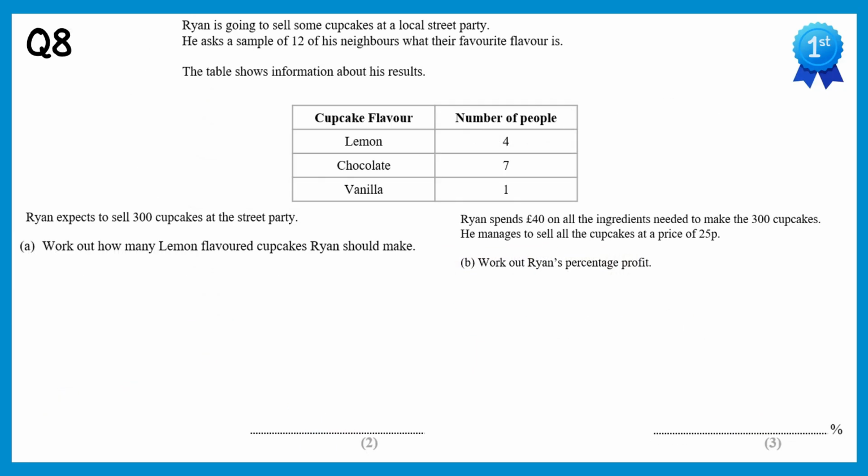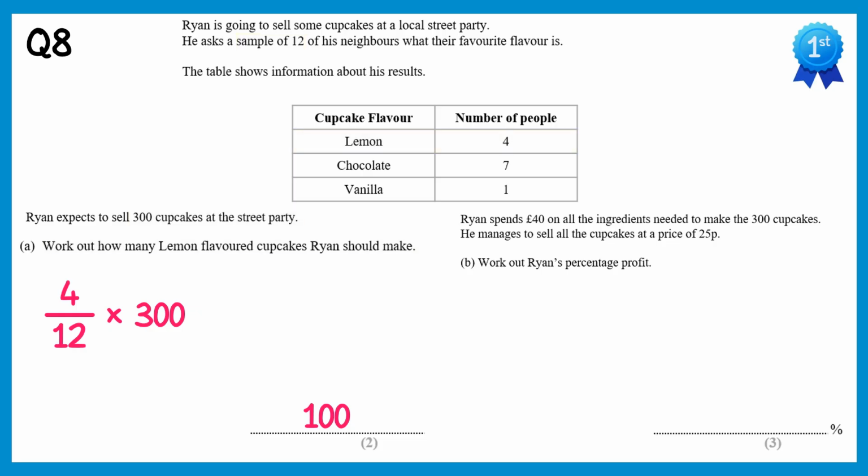For the first part of this question, we need to work out how many lemon flavoured cakes Ryan needs to make. So you can see in the table that 4 people chose lemon, and you can also see earlier in the question he asked a sample of 12 of his neighbours. So the fraction of people that selected lemon from the sample is 4 over 12. So we just need to find 4/12 of the number of cakes that we're going to make. We're told the number of cakes is 300, so we need to do 4/12 of 300. You can do this just by multiplying 4/12 and 300, and I'd use your calculator to do this, and it'll give you the answer 100.